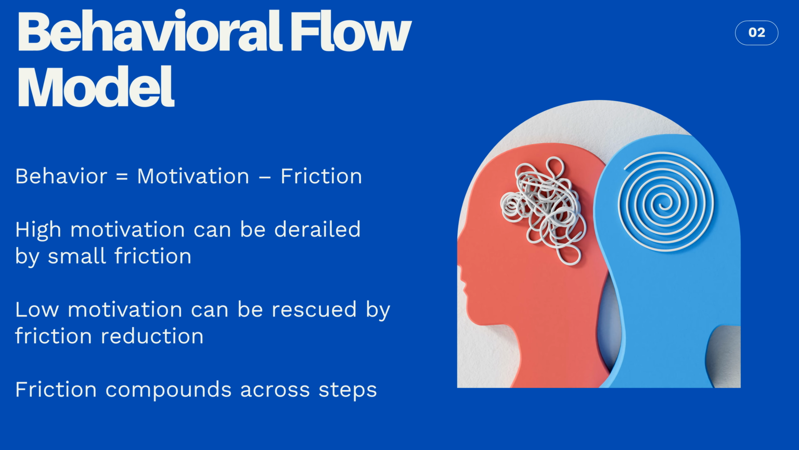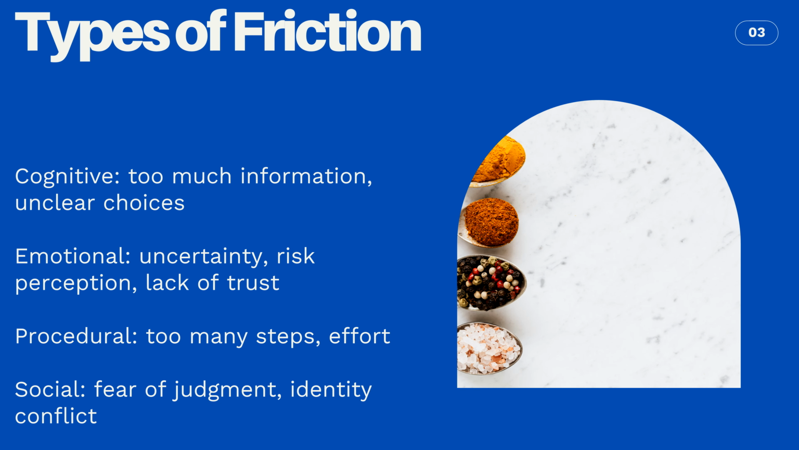Friction also compounds across steps. This aligns with sequential decision-making theory, which shows that small disruptions accumulate, increasing cognitive fatigue and reducing persistence. Understanding this compounding effect is essential for designing experiences that support rather than interrupt behavior. Friction comes in 4 primary forms, each grounded in well-established behavioral theories.